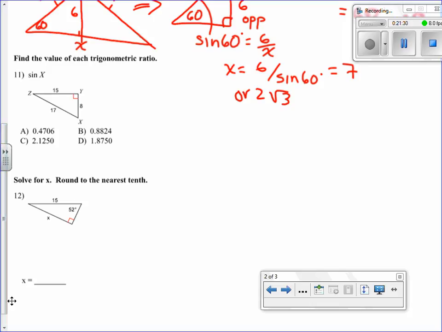Number 11. It says find the sine of the trigonometric ratio. So the sine of x. Sine is opposite over hypotenuse. So the sine of x equals 15 over 17. And they gave the answer as a decimal, so you just have to divide it.